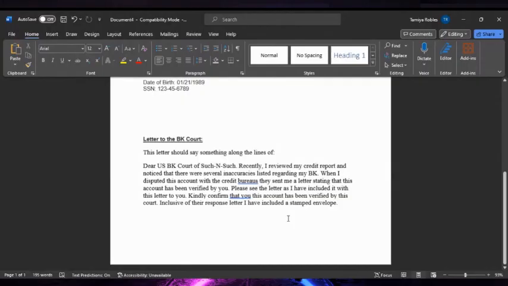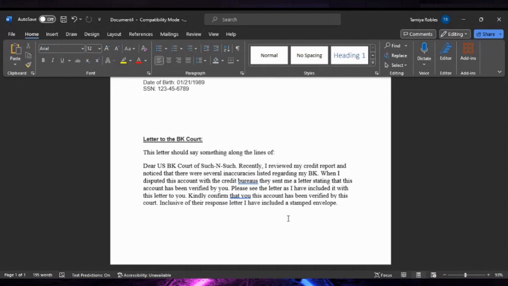So this is just something I whipped up out of the clear blue because again, this really doesn't matter. But you want to take a copy of the letter that the credit bureau sent you, basically brushing you off, saying that this account has been verified. And then you want to write a basic letter to the bankruptcy court. It should say something along this line. It doesn't have to be exactly like this, but this is pretty decent, even though I just pulled it out of the air. But it basically says, Dear U.S.